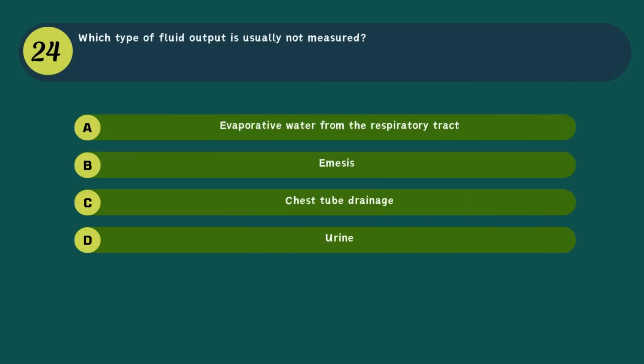Question 24. Which type of fluid output is usually not measured? A. Evaporative water from the respiratory tract. B. Emesis. C. Chest tube drainage. D. Urine.